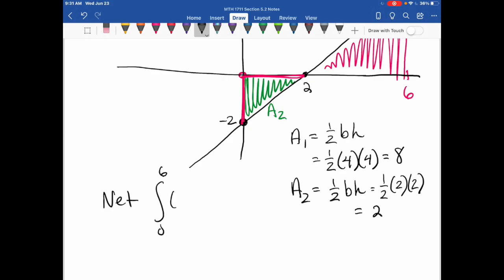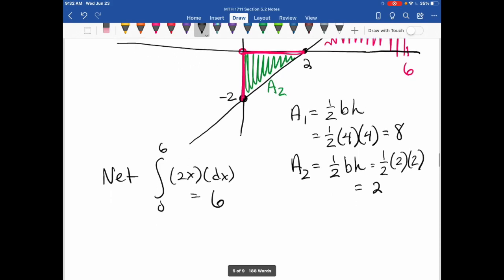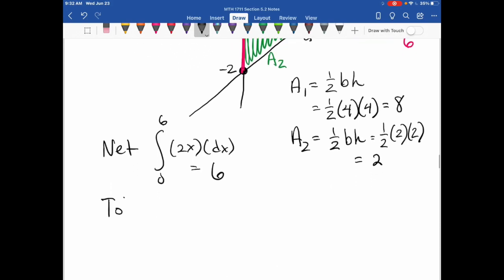Now if we find the net area from 0 to 6, this is what our integral will look like. And that will give us an area of 6 because 8 is considered positive and area 2 is below the x-axis, so that's going to give me a -2 area. So if I have an 8 and a -2, that's going to give me a net area of 6.